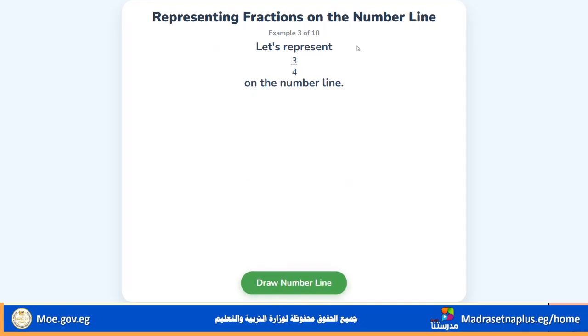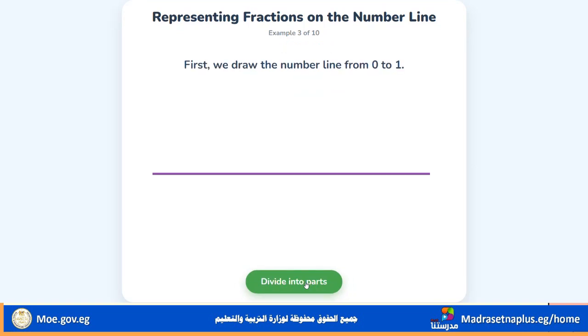Another example, we need to represent 3/4. That means we should split this line into 4 parts and write the fractions on the number line: 0/4, 1/4, 2/4, 3/4. 4/4 means one whole that we got before. 1 whole equals 2 halves, 3/3, 4/4, and so on.